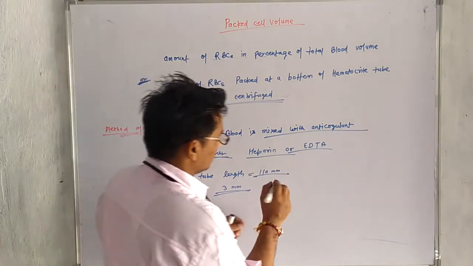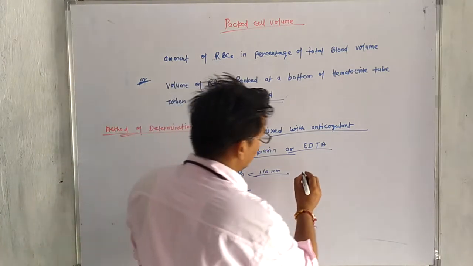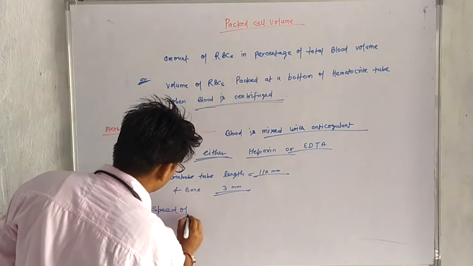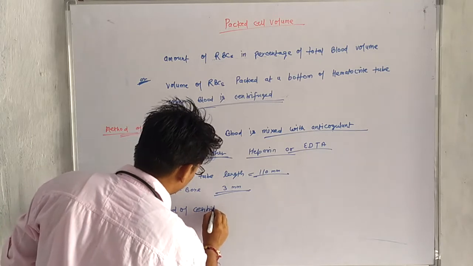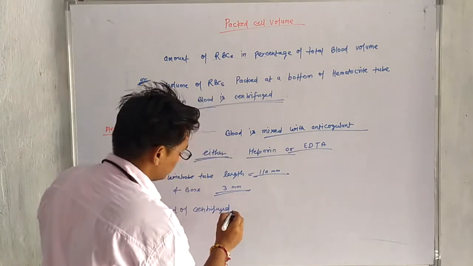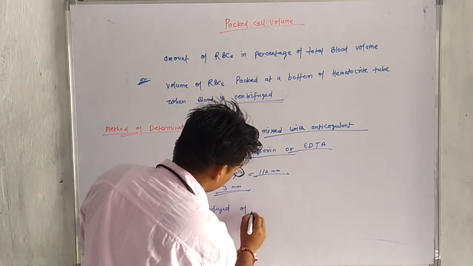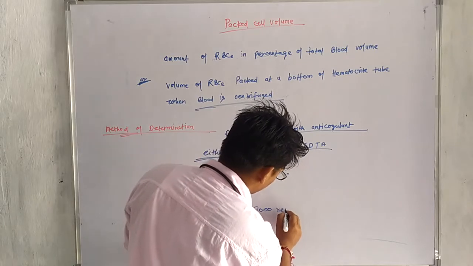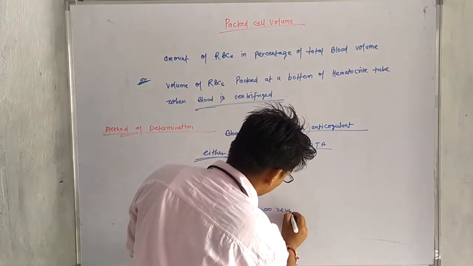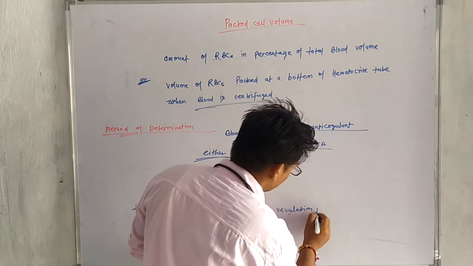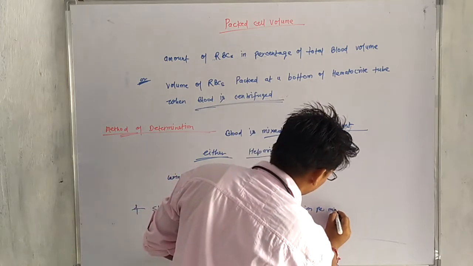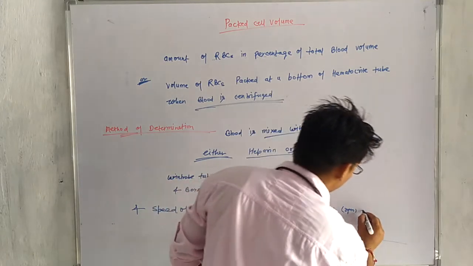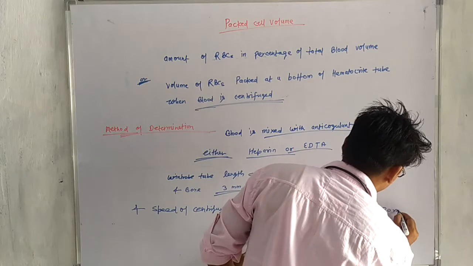And the speed of the centrifuge is 3000 revolutions per minute for 30 minutes.